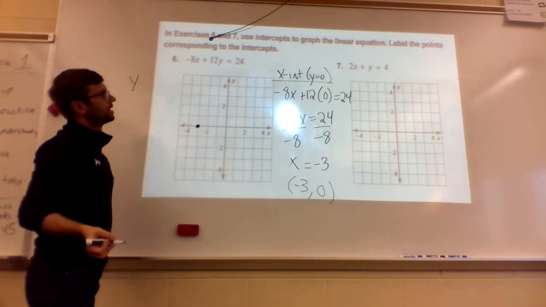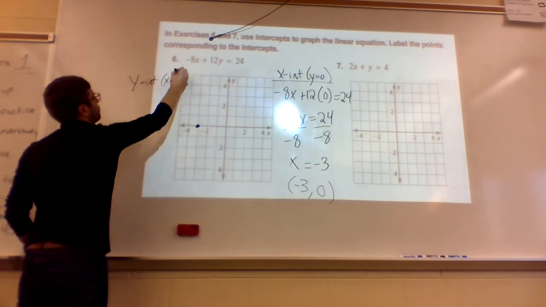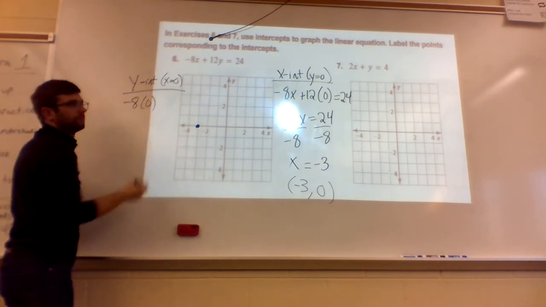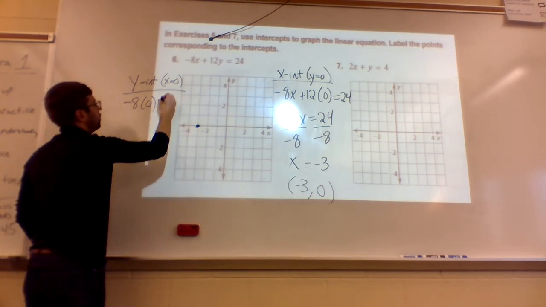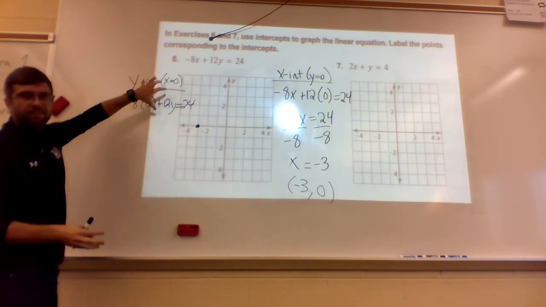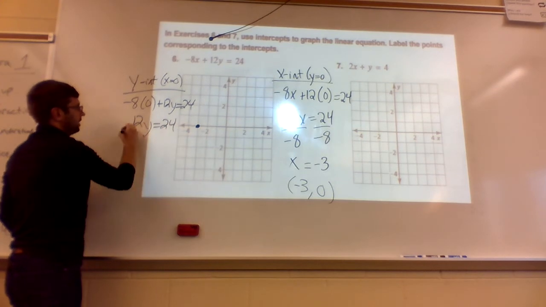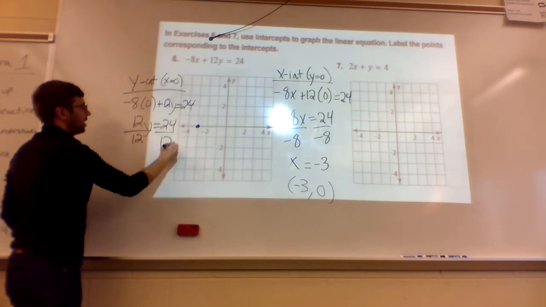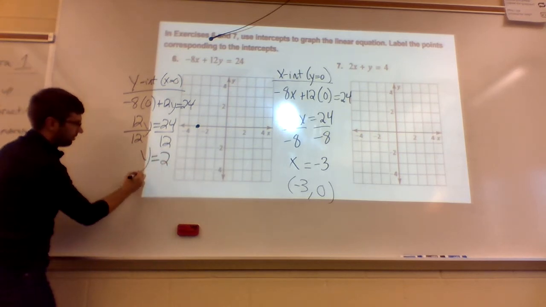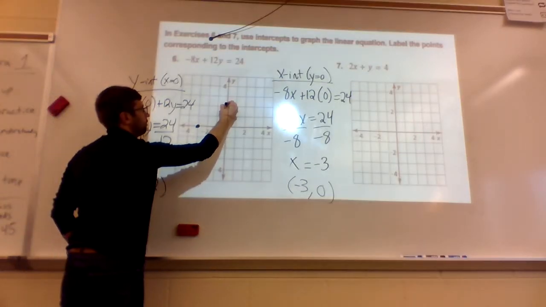So now we'll go back and do our y-intercept, where we know x equals 0. So in place of x, we plug in 0, so -8 times 0 plus 12y equals 24. The part with 0 is going to cancel out, so 12y equals 24. Divide both sides by 12, and y equals 2, telling us our y-intercept is at the point 0, 2. Put that on our graph.